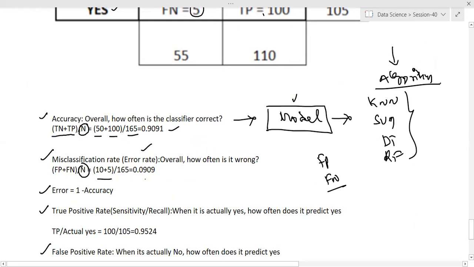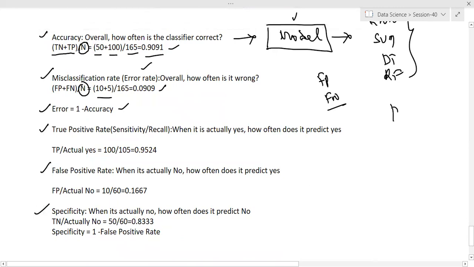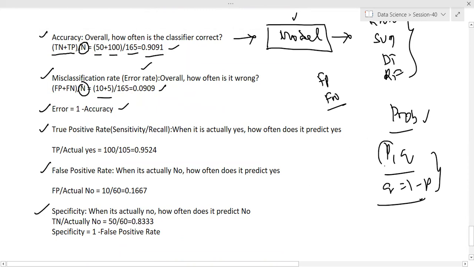Obviously we have a very low error rate, 0.0909, so only 9% of the cases have some kind of error. Now, what do you mean by error, friends? It is simply 1 minus accuracy. If I remove the accuracy from 1, we also get the error. Something like we have seen in probability also, where q equals 1 minus p. What is this p actually? Probability of happening and probability of not happening.